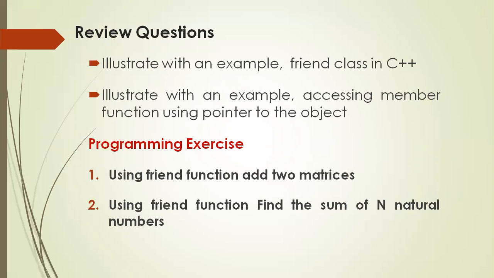Some of the review questions based on today's class are: illustrate with an example friend class in C++. Illustrate with an example accessing member function using pointer to the object. You can give the same example. Now we'll try. I want you to try these two programs based on today's class. Using friend function, add two matrices, and also using friend function, find the sum of n natural numbers. A simple exercise. Try to do it. Otherwise, I will do it in the next class.